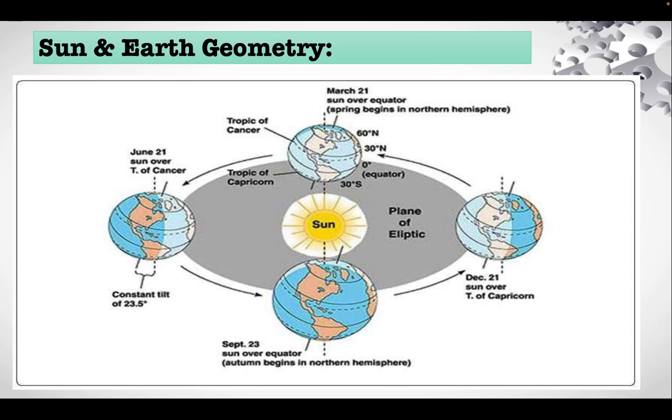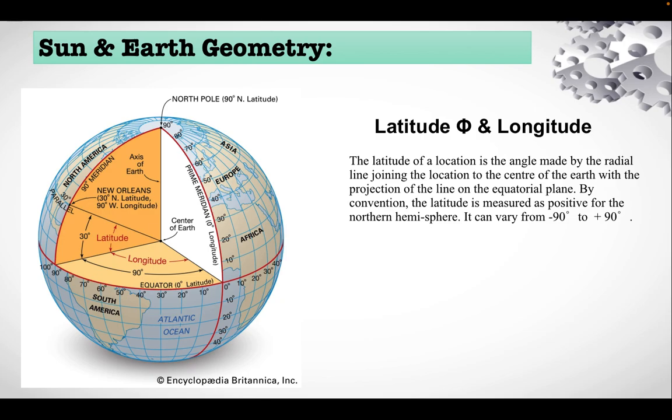The earth is revolving around the sun and also rotating about itself. Now, the rotation axis is inclined by some angle, and that angle is 23.5 degrees, which is the tilt, and the earth rotates around that particular axis. Whenever we consider the earth's geometry and give any location, we require some angles, the values of latitude and longitude.